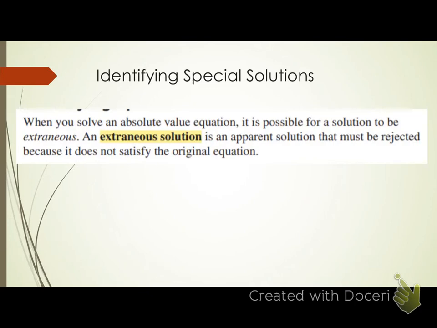Okay, extraneous solutions. When you solve an absolute value equation, it is possible for a solution to be what we call extraneous. An extraneous solution is an apparent solution that must be rejected because it does not satisfy the original equation. So, I solved my equation. It looks like I got two answers. Oh, everything's fine and dandy. But then I plug it in and it doesn't work for my equation. If it doesn't work, I have to reject it because it's not a solution. I only accept solutions that make my equation true. Okay? Does that make sense?